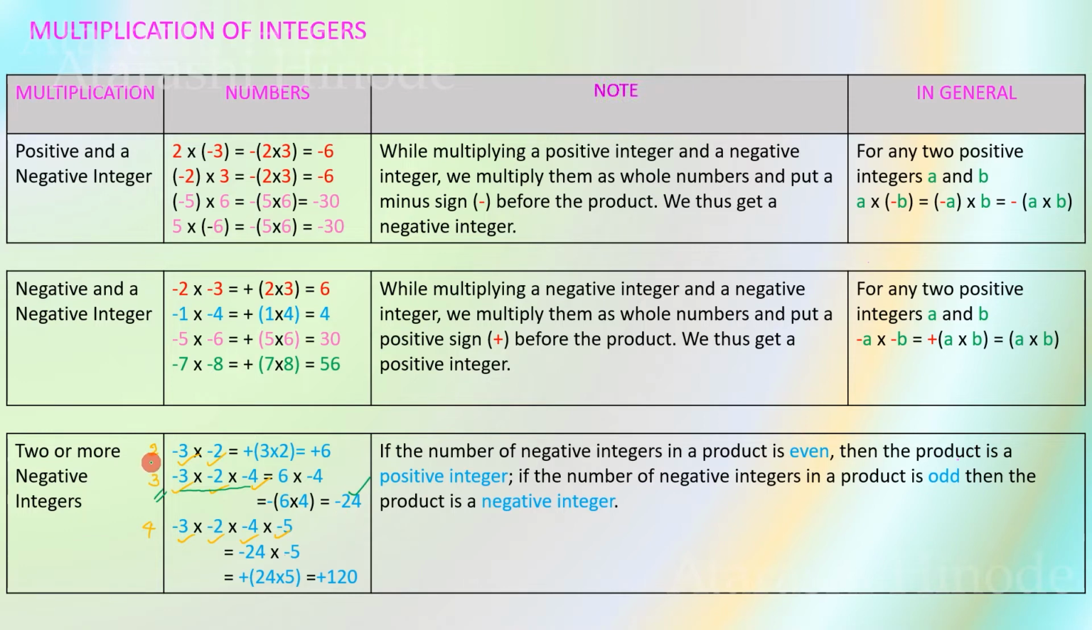But in the other two cases, the number of negative integers are even and the products are positive integers. That is, if the number of negative integers in the product is even, then the product is a positive integer, and if it is odd, then the product is a negative integer.